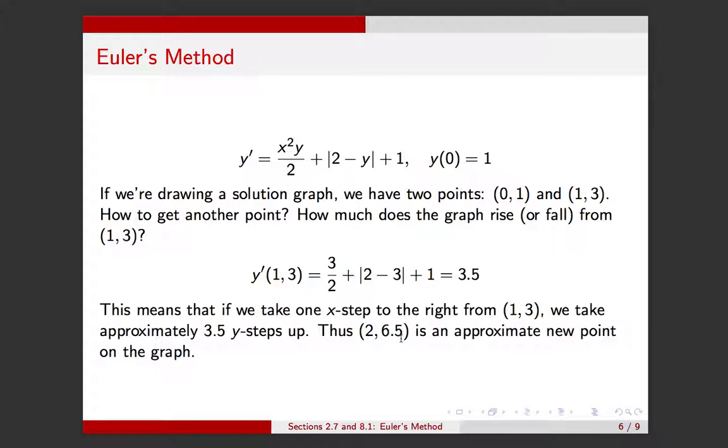So what does that mean? If you take another x step to the right from (1, 3), you're going to take 3.5 y steps up. So taking one x step to the right and 3.5 y steps up from this point, that's where we currently are, we will land at that point.